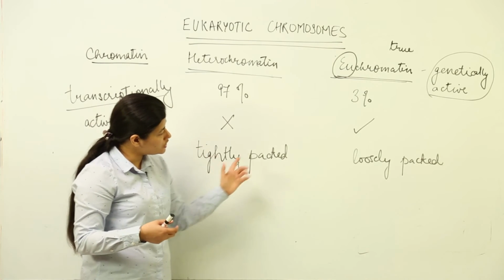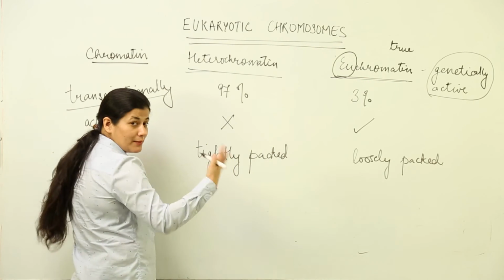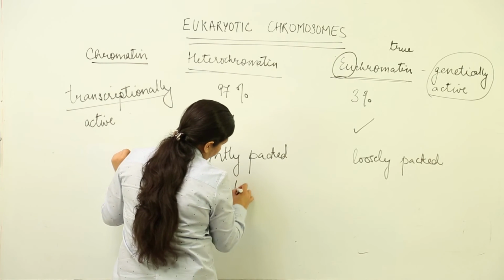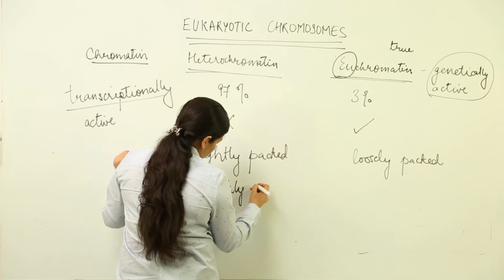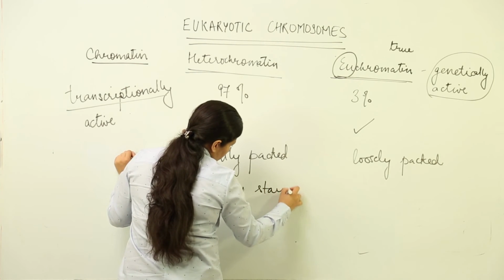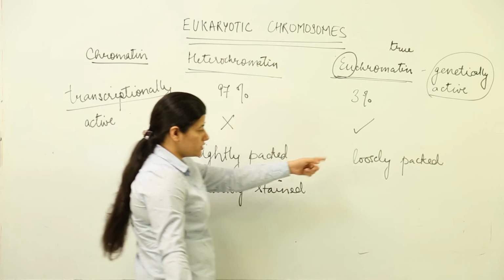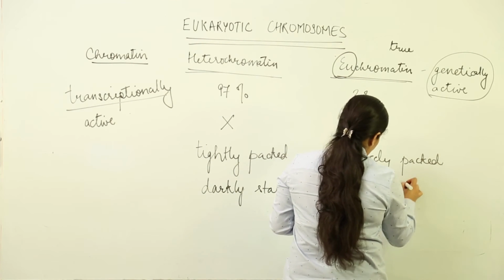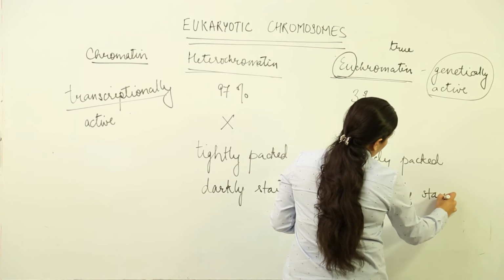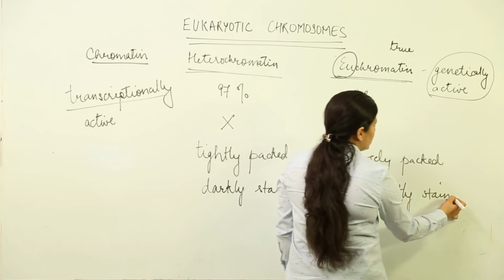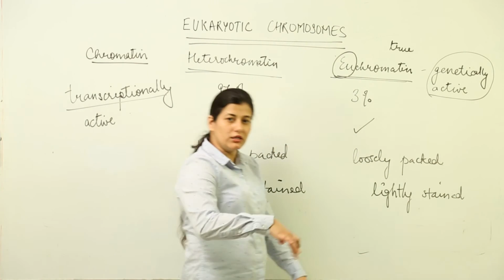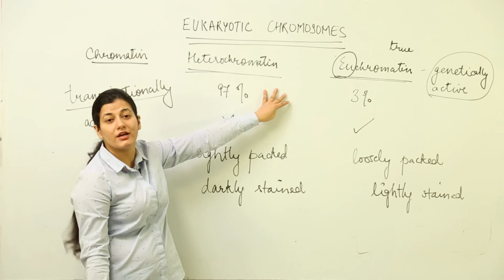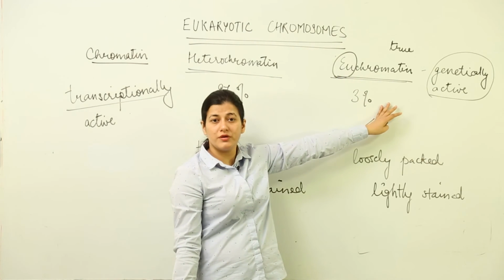Now, that which is tightly packed is going to take up the stain more. So, it is darkly stained. The more the presence of nucleosomes, the more stain they are going to take. So, this part is darkly stained, and because this one is loosely packed, it takes up the stain in lesser quantity and is lightly stained. So, you see within the chromosome also we have a distinction of the chromatin material, where one happens to be heterochromatin and the other happens to be euchromatin.